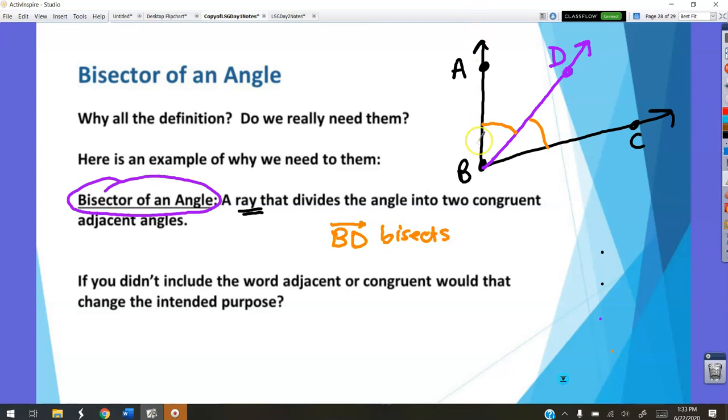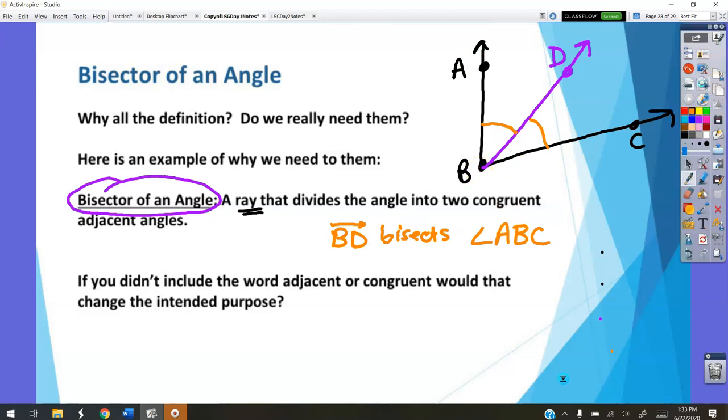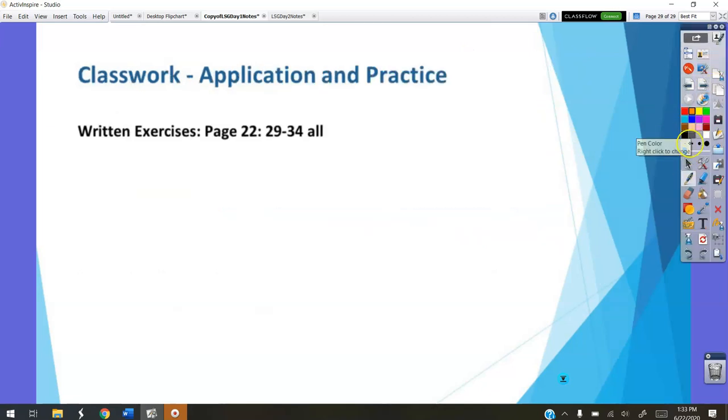What's the name of the big angle? I'm going to call it angle ABC, but you could also call it CBA. Remember, the vertex has to be in the middle. Okay. So at this point, you would do some work with that. I'm just going to show you a couple practice ones so you can see how this might look.